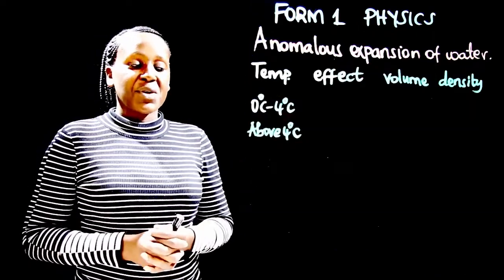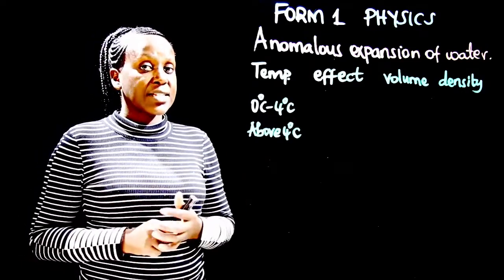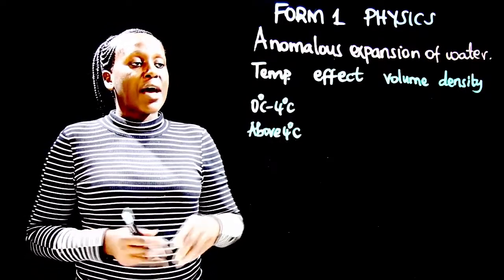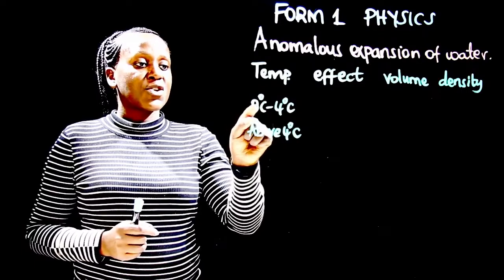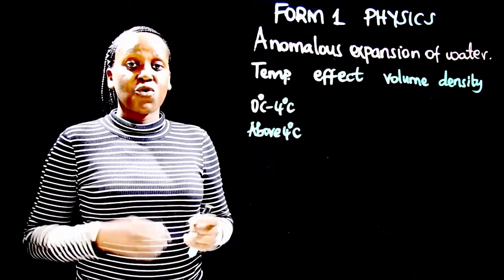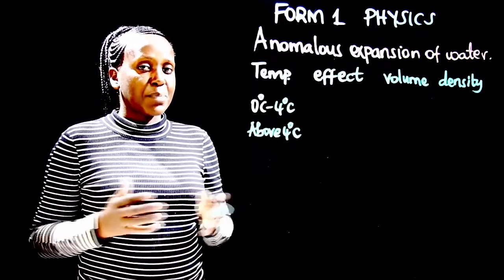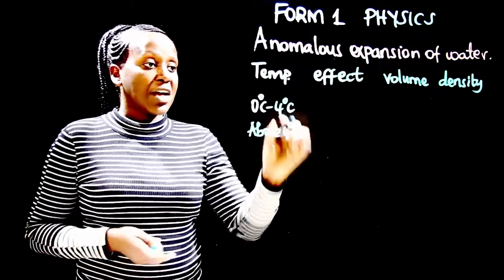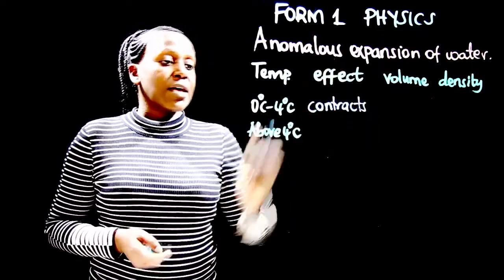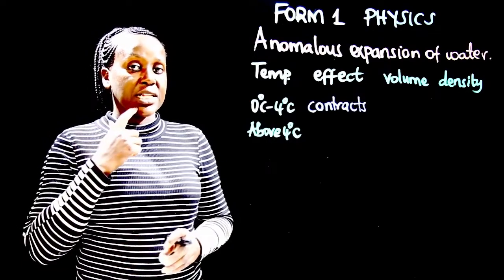Now, for us to come up with the graphs, we are going to summarize what we have just learned about anomalous expansion of water in this table. So here we have temperatures between 0 degrees Celsius to 4 degrees Celsius. As we increase the temperature of water from 0 to 4 degrees Celsius, water, instead of expanding, contracts. So the effect here is contraction. Water contracts when heated between 0 degrees Celsius to 4 degrees Celsius.